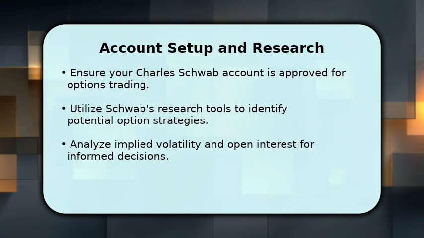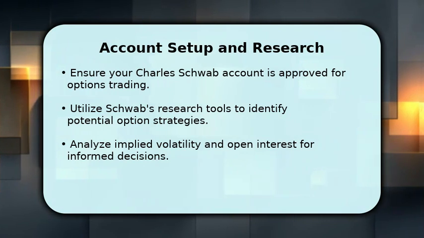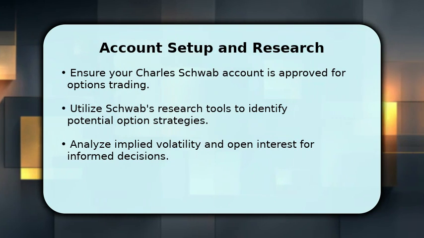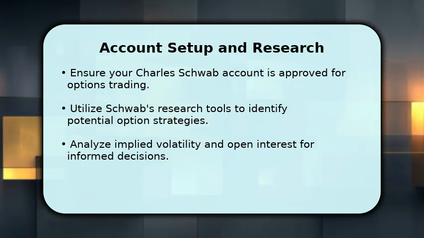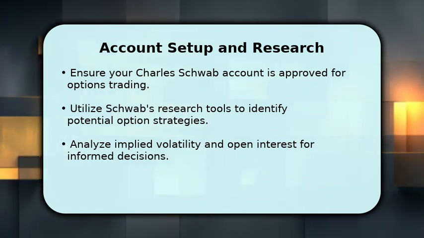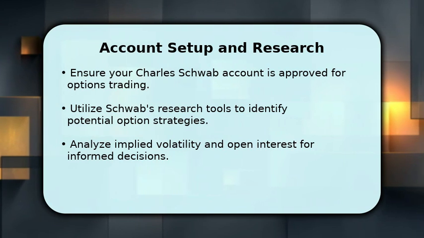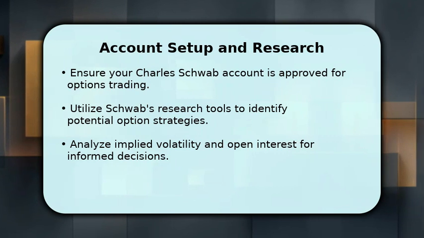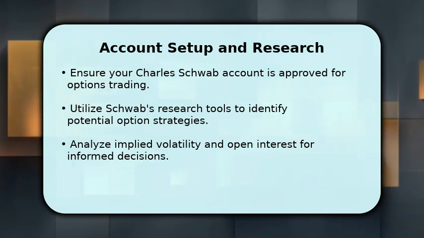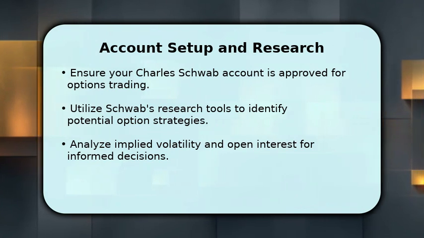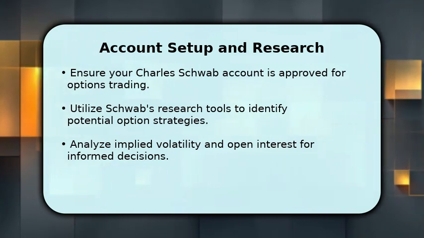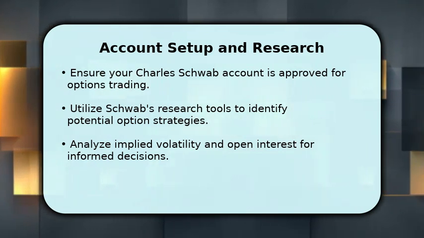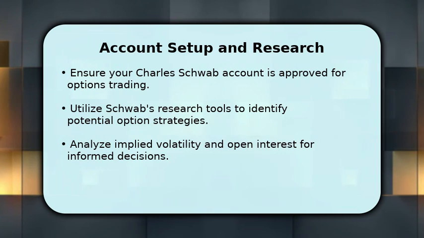Before placing any trades, it's vital to ensure your Charles Schwab account is properly set up for options trading. This often involves a quick application process to confirm your eligibility and approval level. Once approved, leverage Schwab's extensive research capabilities. Their platforms offer detailed analytics, including implied volatility and open interest, which are key indicators for options traders. Taking the time to research thoroughly will significantly enhance your trading strategy and help you make more informed choices.